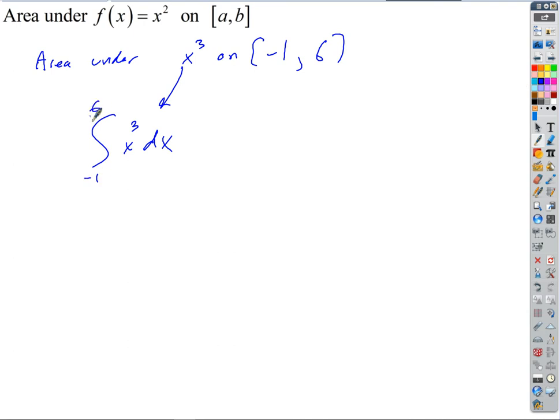And so that's equal to, well, what is the antiderivative of x cubed? X to the 4th over 4, evaluated from -1 to 6. So literally, this is the answer. It is 6 to the 4th over 4 minus -1 to the 4th over 4. That's it. That's the area under the curve.